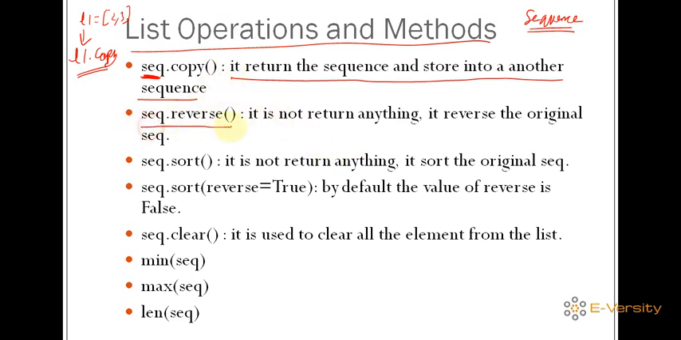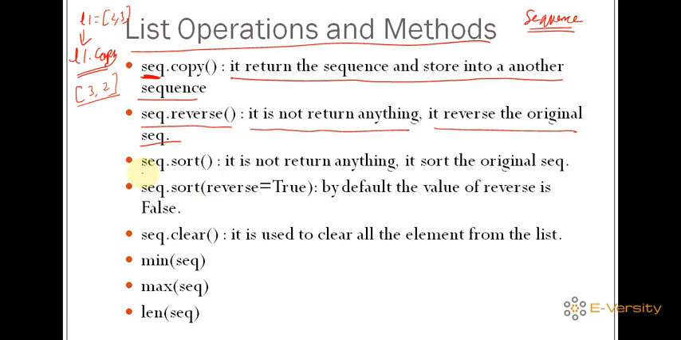Another is sequence dot reverse. It does not return anything, it reverses the original sequence. So suppose you have a list L1 is equal to 2 3, when you call this, L1 becomes 3 and 2, it just reverses the sequence.